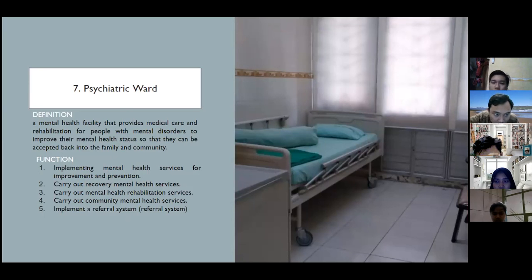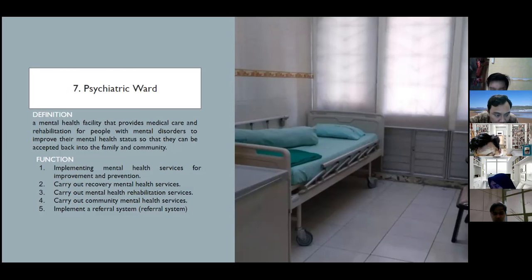And the last hospital room is the psychiatric ward. Definition: a mental health facility that provides medical care and rehabilitation for people with mental disorders to improve their mental health status so that they can be accepted back into the family and community.